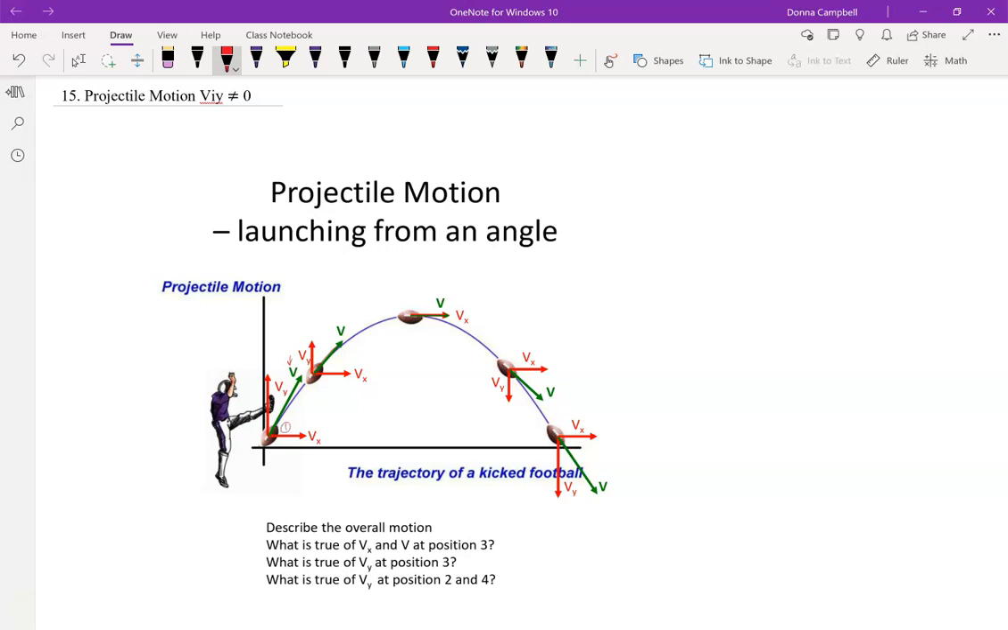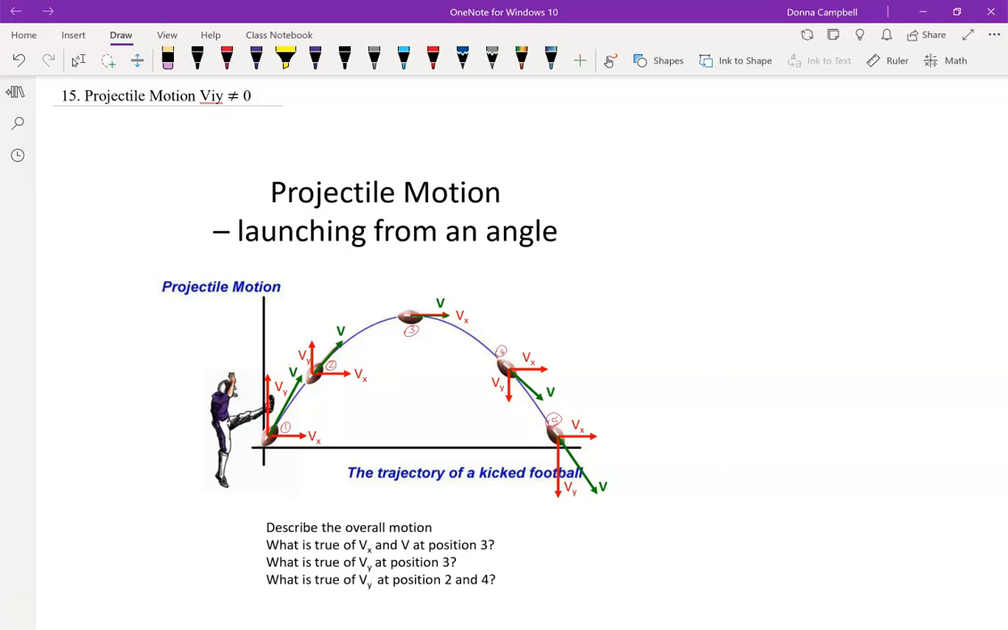So we'll call this the number 1, the number 2, 3, 4, and the 5th position. So the overall motion is that it slows down, and when it gets to the top, it's still moving at the top, and that's very important. But then after it peaks, it comes back down and gains velocity.